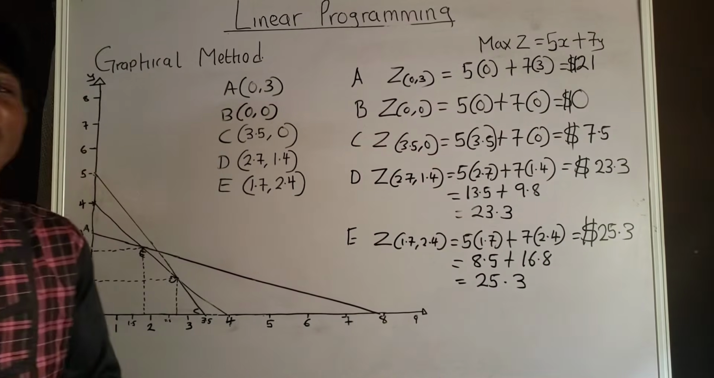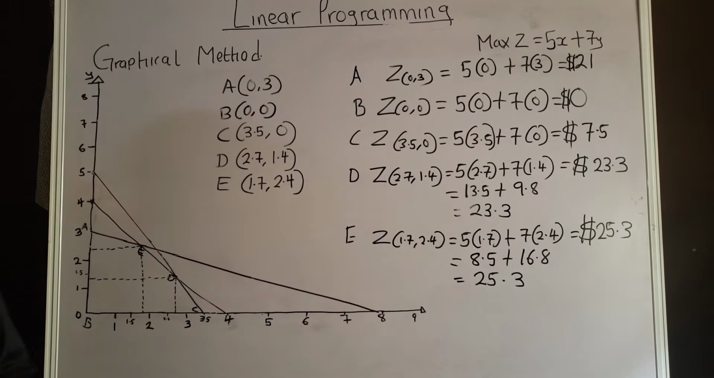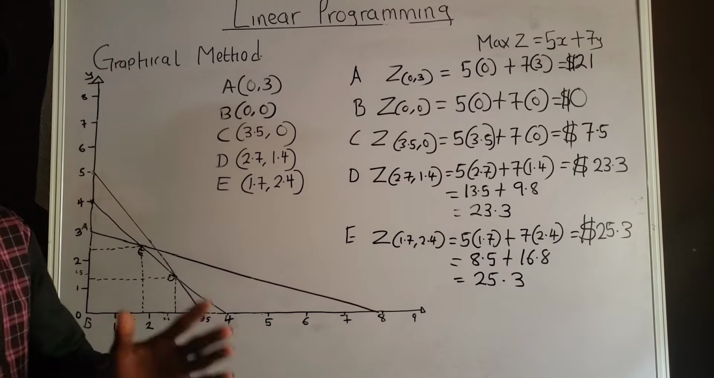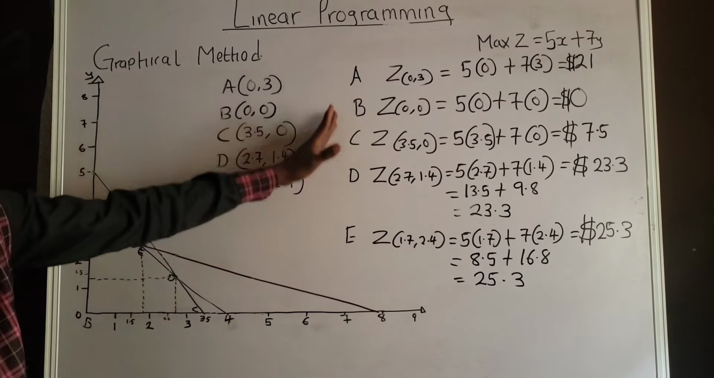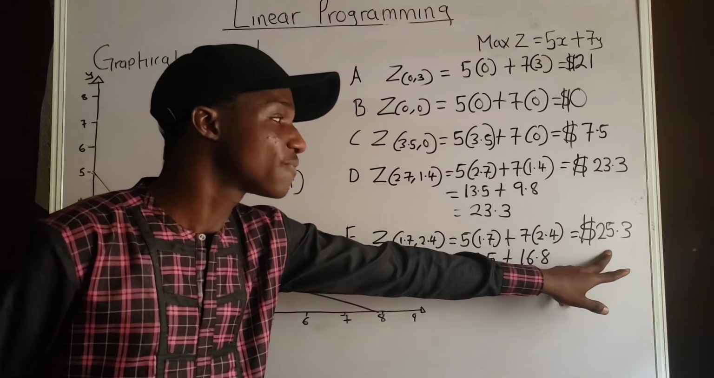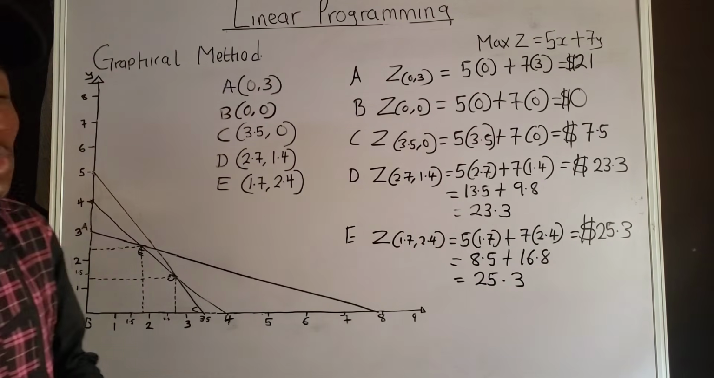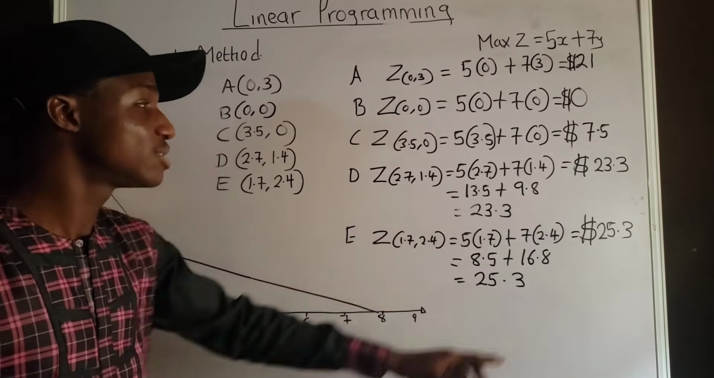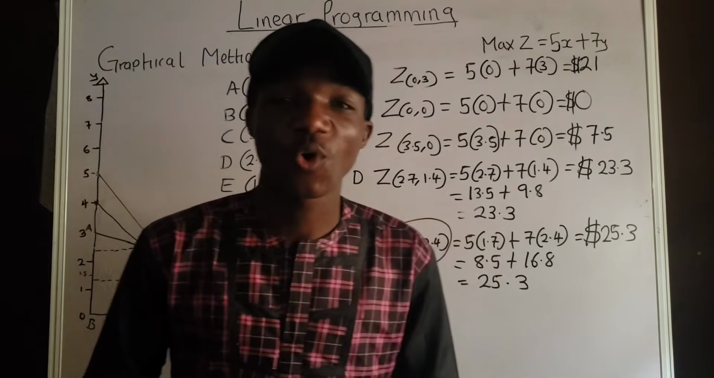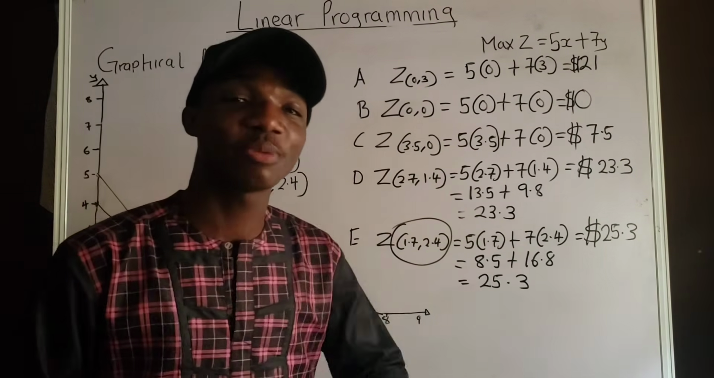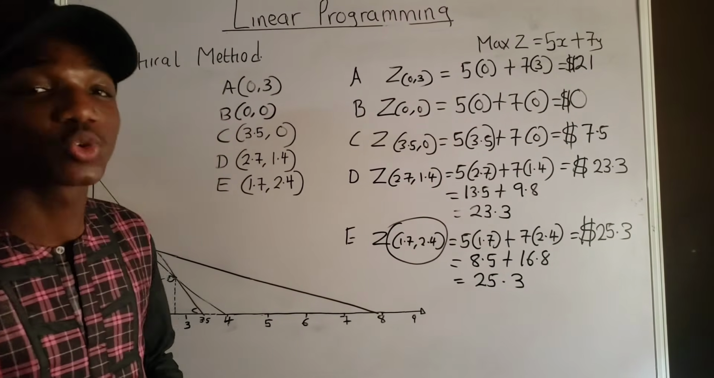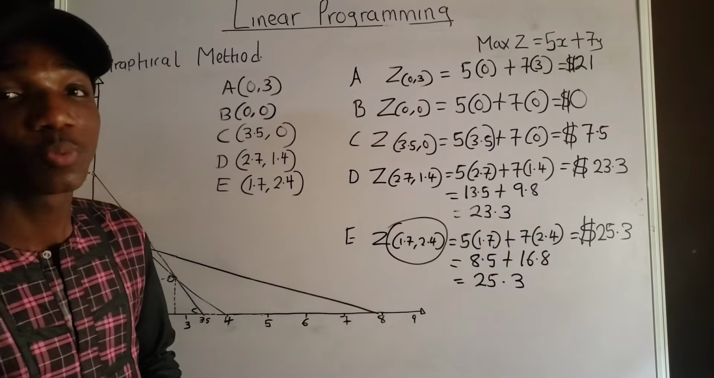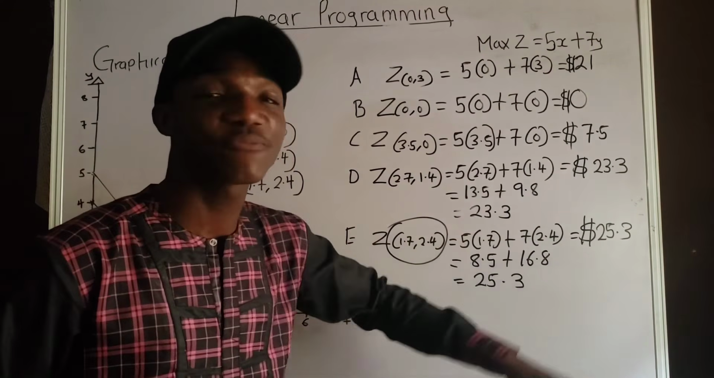Point E. Since this linear programming problem is a maximization problem, we have to choose a value that will maximize the profit of the company. And if you look at this, the maximum value is what? $25.3. Hence, for the company to maximize its profit, it has to produce 1.7 units of X and 2.4 units of Y. Therefore, the optimal solution for this linear programming problem is that the company has to produce 1.7 units of X and 2.4 units of Y for it to get a maximum revenue of $25.3.